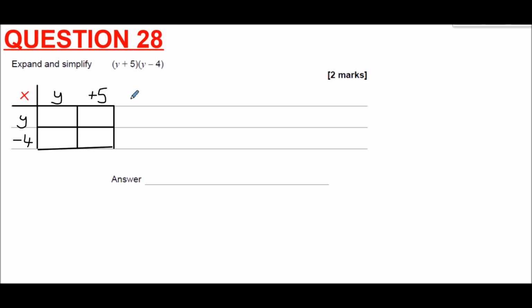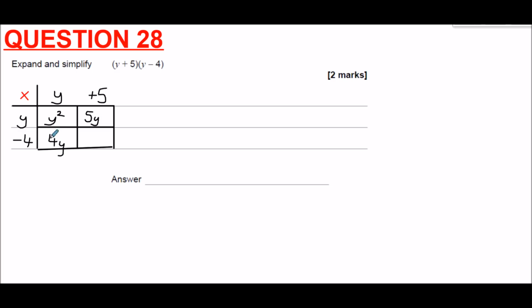We're going to end up with 4 different things. So what we're going to do is multiply each thing by what's above the box and what's to the left of the box. So here, the first box is y times y, which is y squared. This one, y multiplied by 5, gives us 5y. Y multiplied by 4 would be 4y.